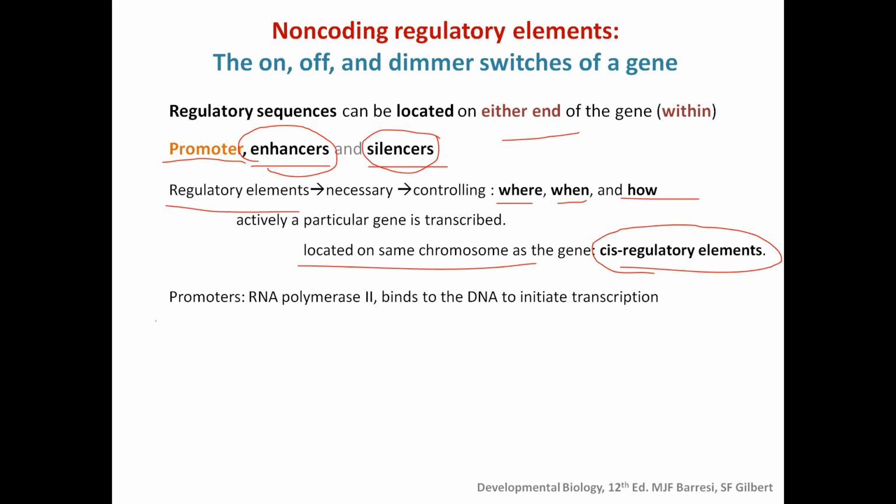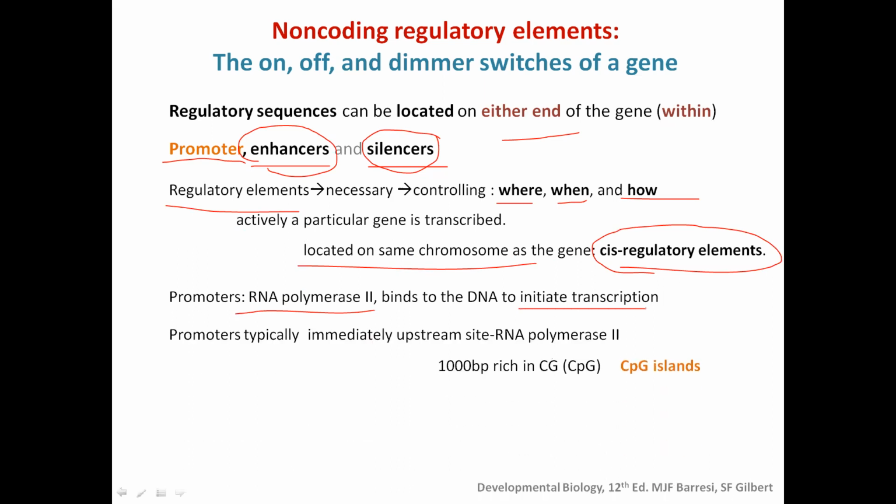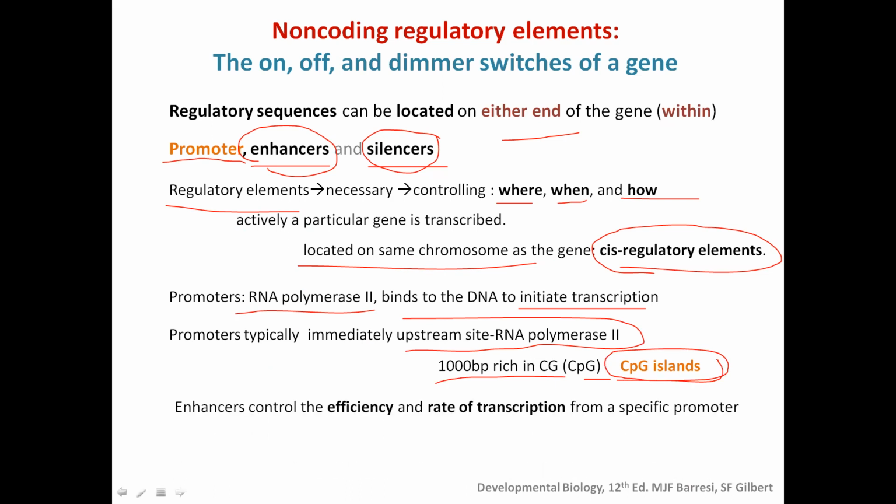The promoter function, as we have discussed in one of the previous lectures, is that it is a place where the RNA polymerase binds to initiate the transcription or the expression of a gene, to prepare the messenger RNA. Promoters are typically immediately upstream of the RNA polymerase II binding site. This is around 1000 base pairs and rich in CpG. The amount of CpG is more than 50% in this area, so this is also called the CpG islands.